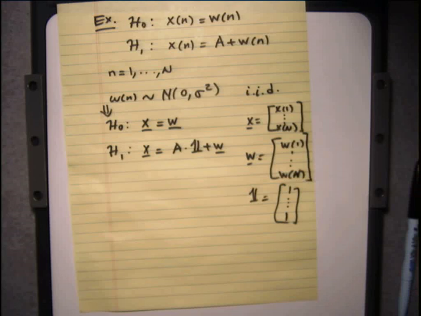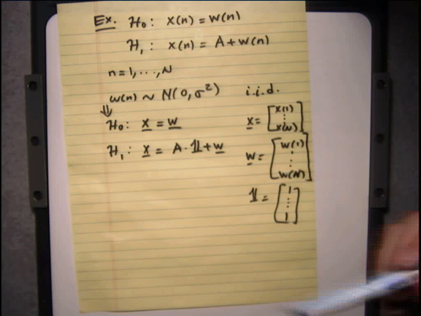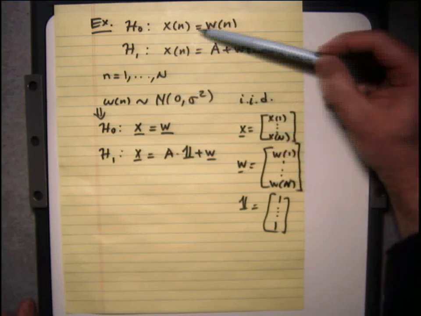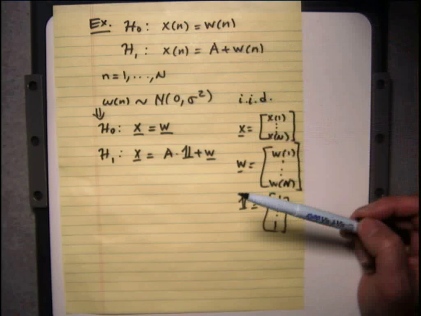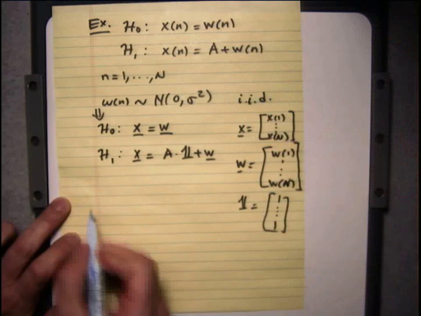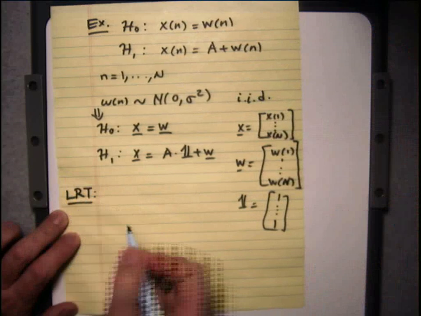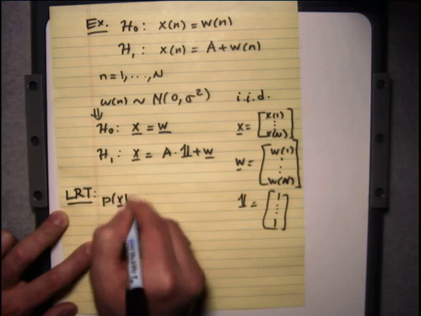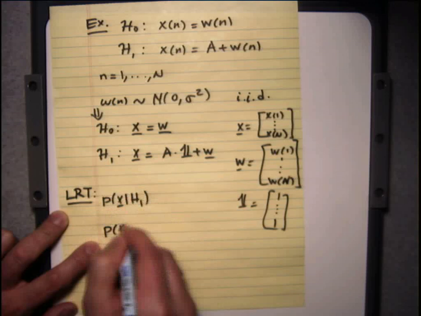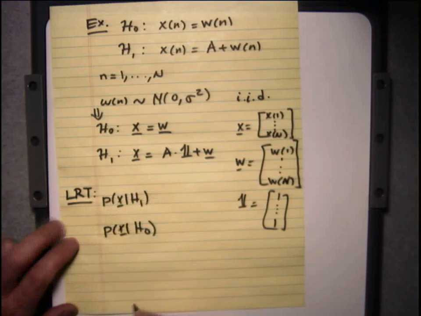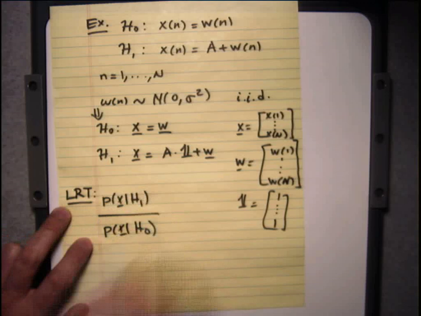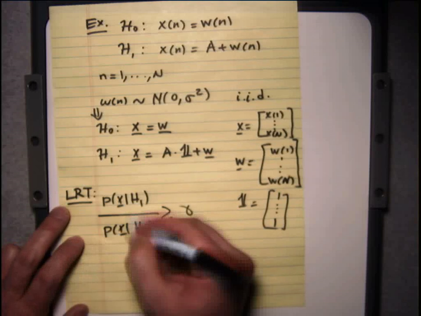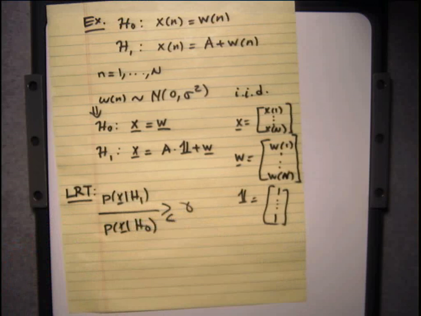Now the task is, given these N samples, decide whether they came from this hypothesis or that hypothesis. So what we do is the likelihood ratio test. We have to find the PDF of x given H1 and the PDF of x given H0, take the ratio of these two, and compare it to some threshold. Now let's do these things explicitly, in detail.